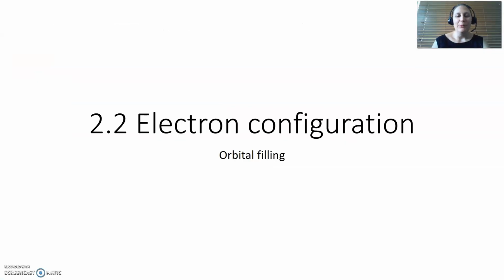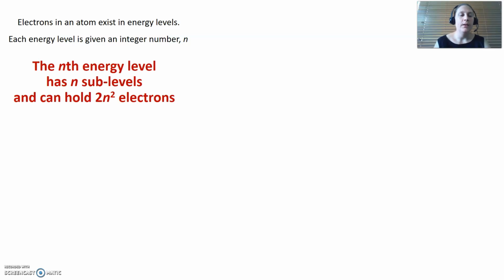In this video, I'm going to cover electron configuration and how to fill orbitals. First of all, starting with the idea that we've got electrons in an atom that exist in energy levels. Each energy level is given a number, an integer, denoted n, so 1, 2, 3, 4, 5, etc. And one thing we'll work with is this rule. The nth energy level has n sublevels and can hold 2n squared electrons.